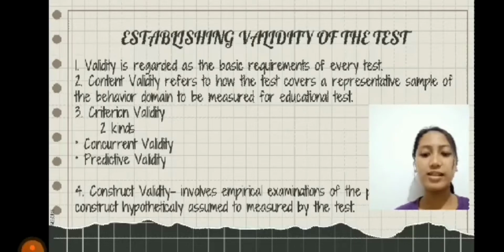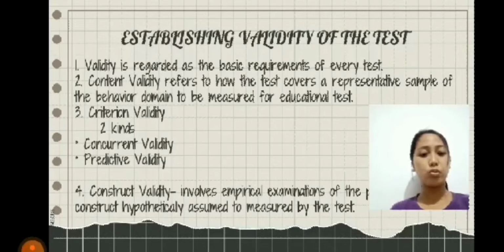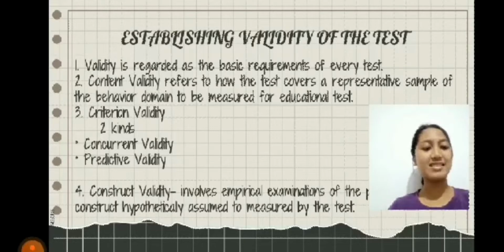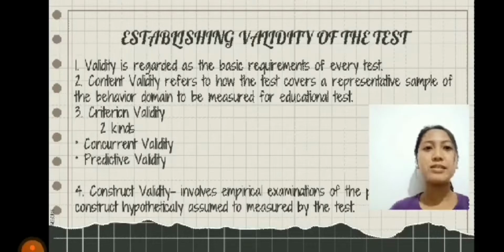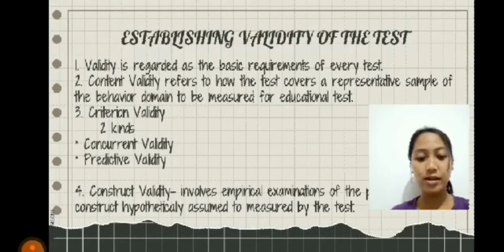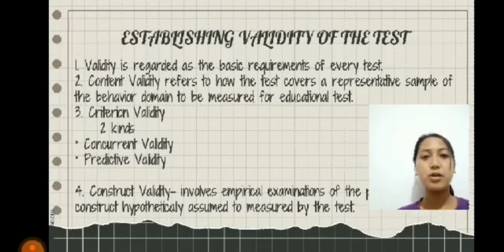Concurrent validity is the operationalization's ability to distinguish between groups which theoretically should be different. An example for this is fitness tests for athletes and non-athletes. The predictive validity is the operationalization's ability to predict something it should theoretically be able to predict. Example, grad school performance.